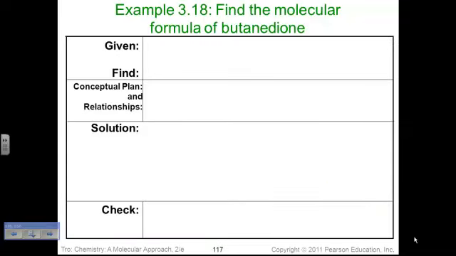Let's find a molecular formula for a compound called butane dione. Now, again, that is an organic molecule, a completely different beast. We are in inorganic chem, orgo is a whole different class, so that would not be something you'd have to know. But given the empirical formula, we could definitely find its molecular formula.